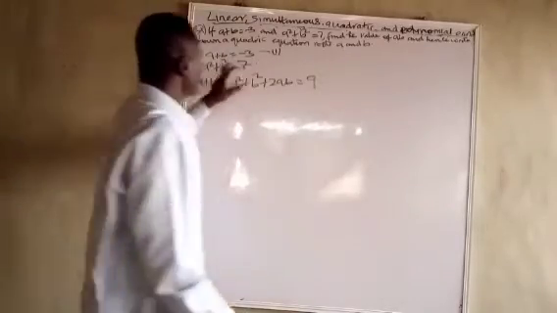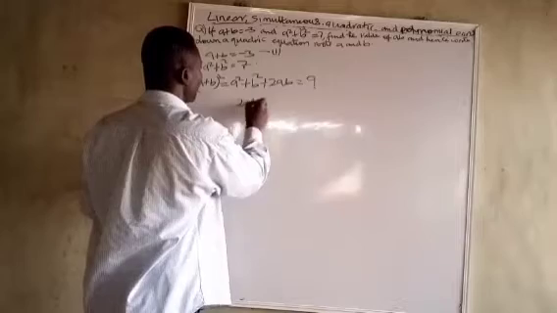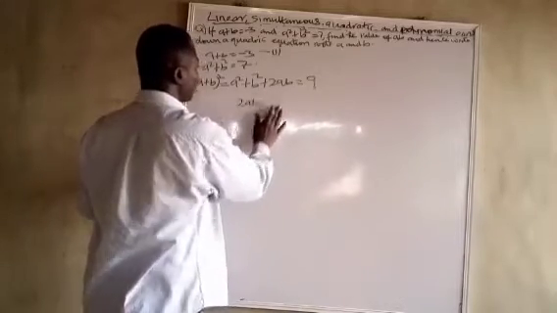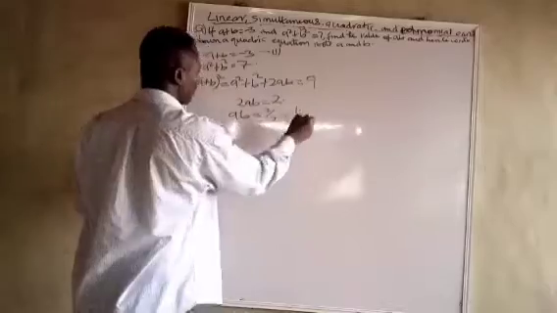Now let us subtract this one from this one. So we are going to have 2ab equals 9 minus 7, which is 2. Therefore, ab is equal to 2 over 2, which is 1. So ab is equal to 1.